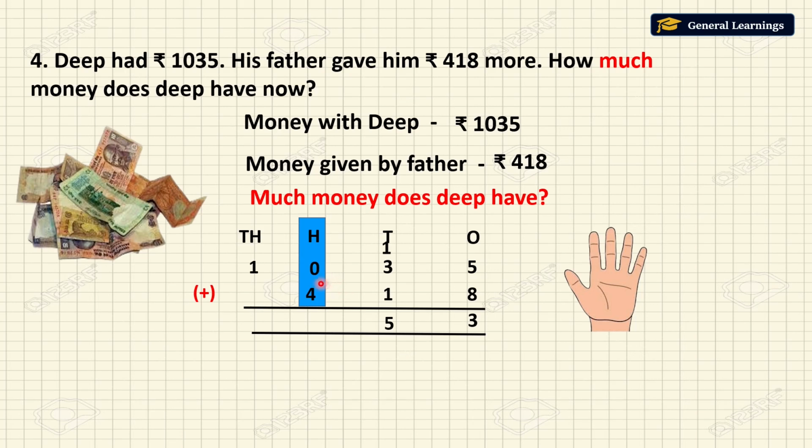Next we need to add the hundreds digit. Here it is 0 plus 4. We should always remember any number we add with 0, we get the number itself as the answer. So here 0 plus 4 will be 4. Next we are going to add the thousands place. In the thousands place we have only one number, that is 1, so we write the number as it is. So Deep has rupees 1453.